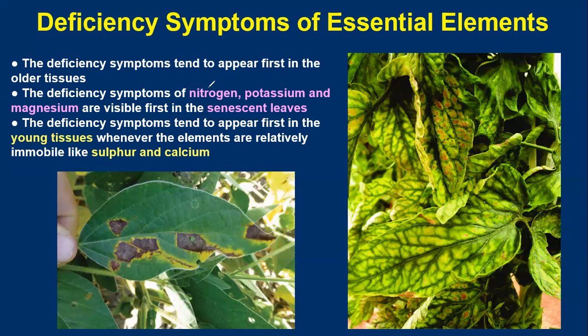So guys, the deficiency symptoms tend to appear first in the older leaves. So we will observe the deficiency symptom of a particular element in the older leaf.